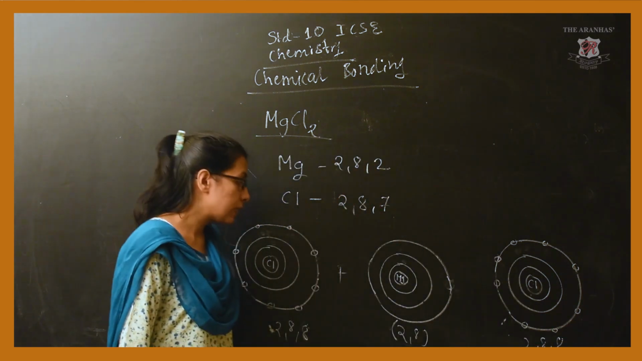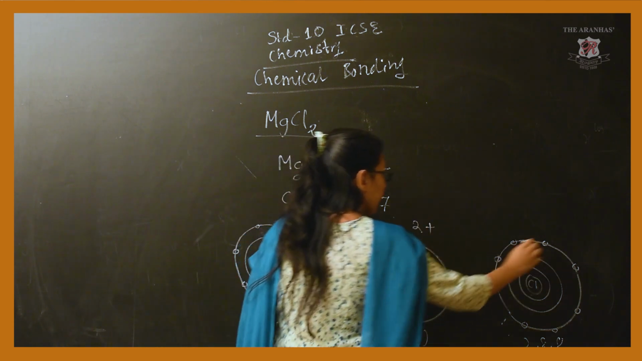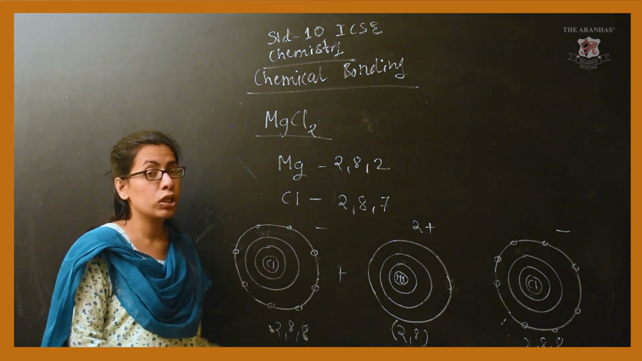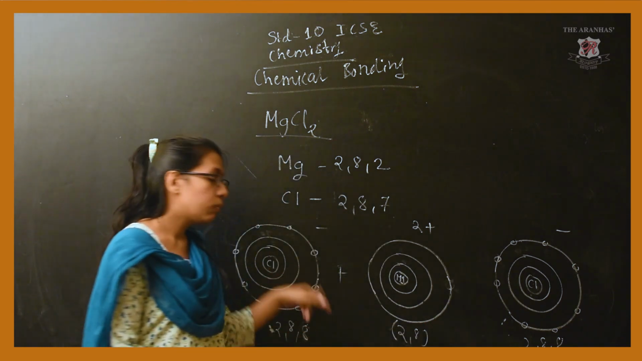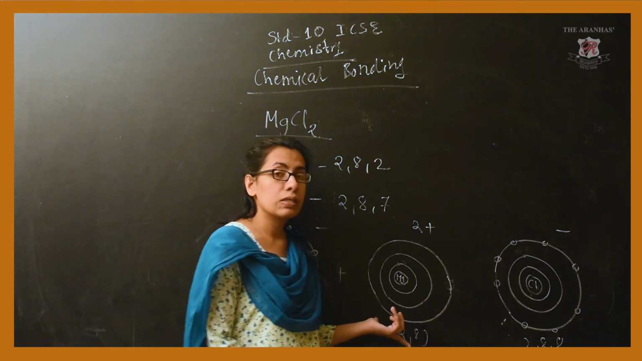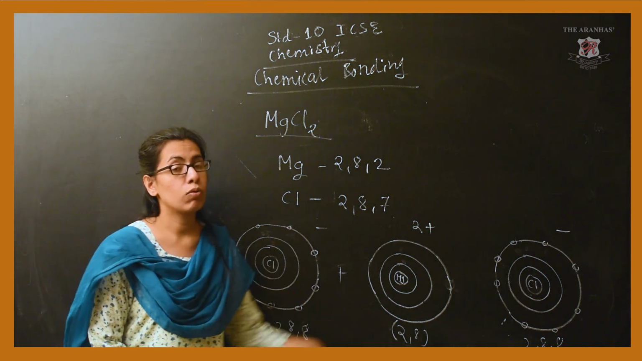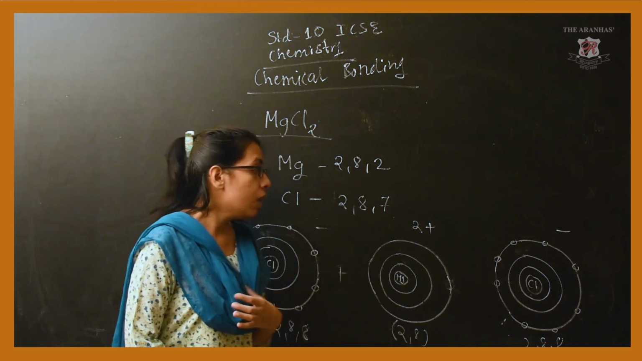And regarding the charges, Mg has lost 2 electrons, so this Mg will become 2 plus, and each chlorine will acquire 1 minus charge. That means this complete molecule is a neutral one. 2 plus and 2 minus is neutralized. So the type of the bond between Mg and the 2 chlorines is nothing but which one? It's an ionic bond, which is formed by transfer of electrons from Mg to the 2 chlorine atoms. Right? So I hope you understand all these things.